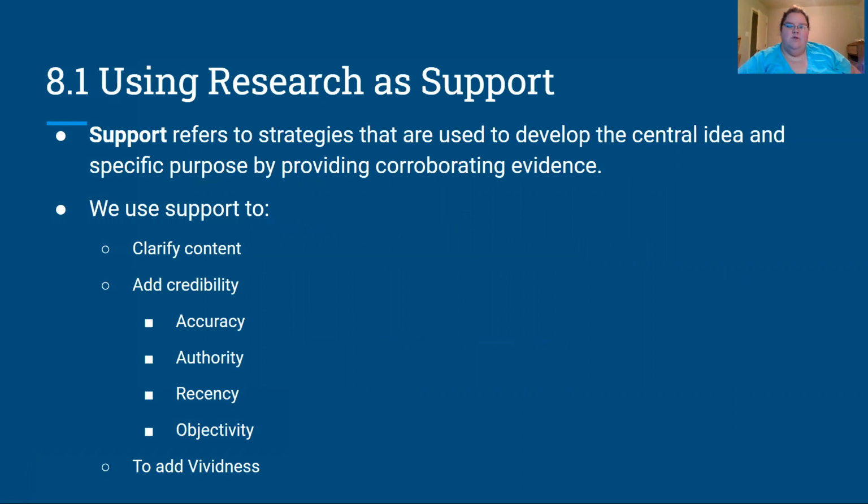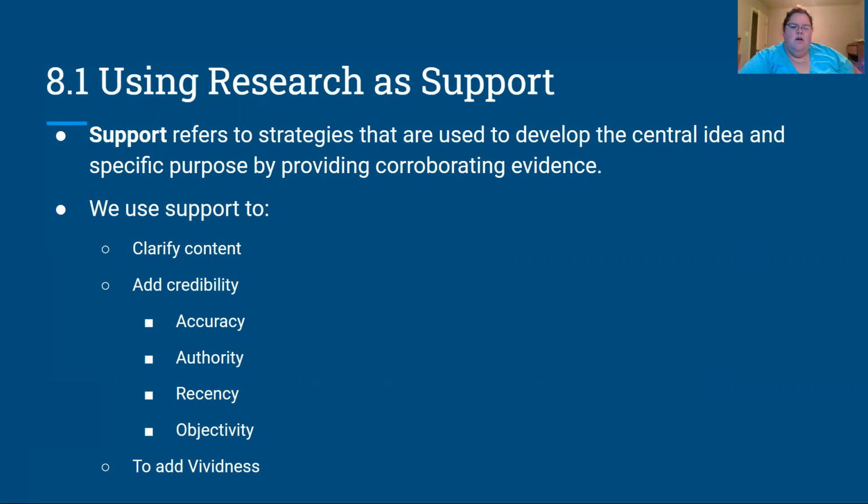So support in general refers to strategies that are used to develop the central idea or thesis and the specific purpose by providing corroborating evidence. So you are finding support, or finding things that help you defend or explain the claims that you're making.